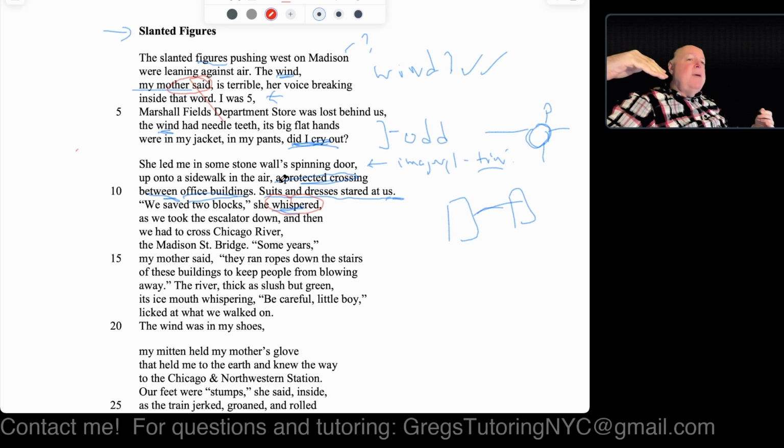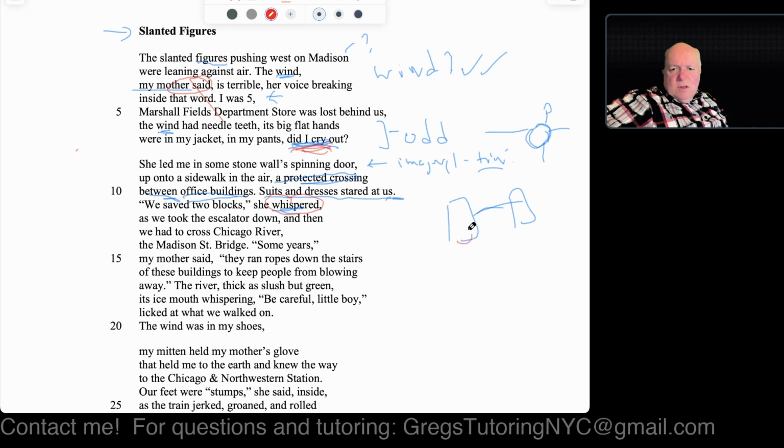And that may or may not relate to why the kid says, "Did I cry out?" The kid is probably comfortable and trusting the mother to make sure they're both safe, in a loving, caring situation. Because you could flip this and say, why on earth is the mother dragging this kid through wherever they are on this cold day? That never really gets resolved in the poem per se. But the boy seems to be getting support from the mother, so the boy's not freaking out. Right? So she tells him, "We saved 2 blocks," as she took the escalator down.